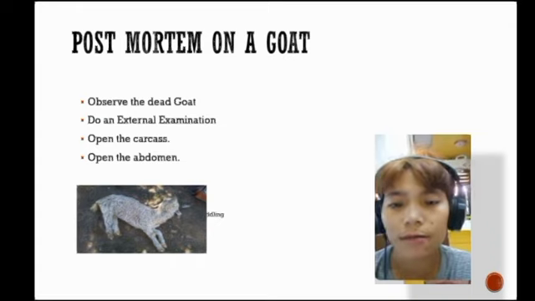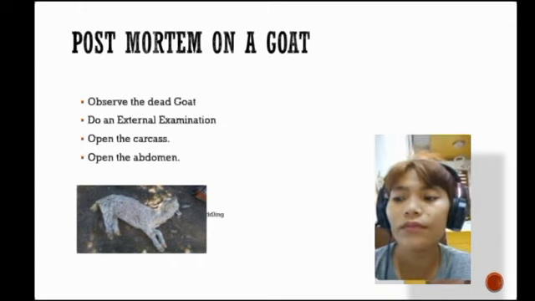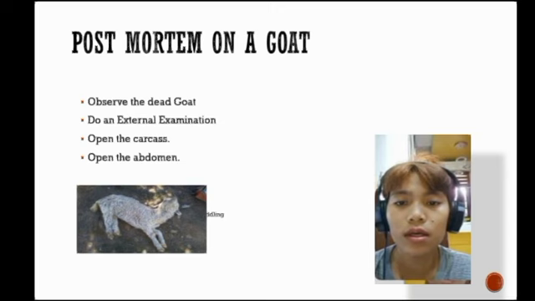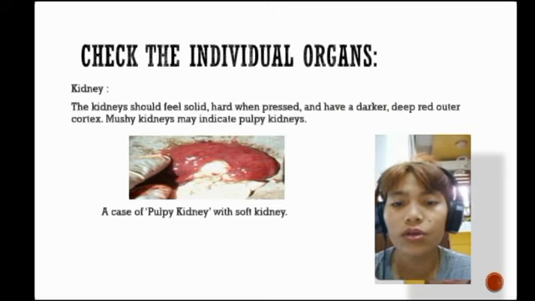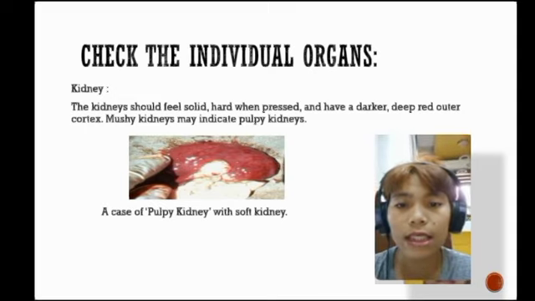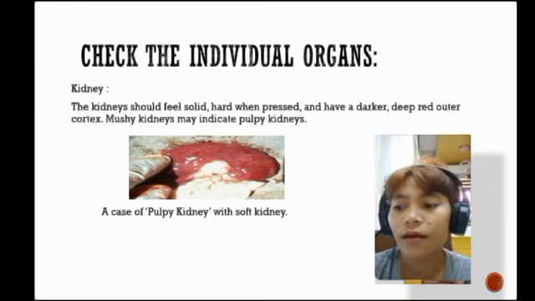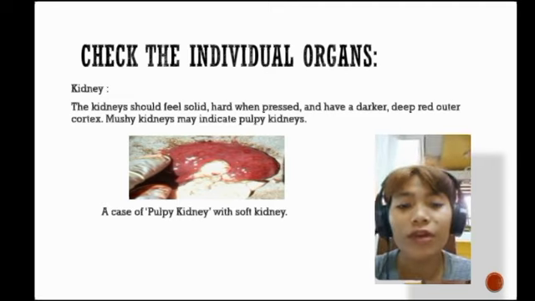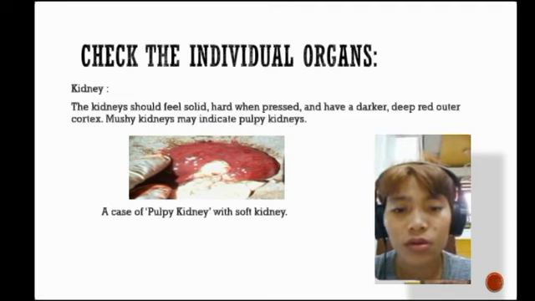And when you check the abdomen, also check the individual organs. Kidney. The kidney should feel solid, hard when pressed, and have a darker, deep red outer cortex. Mushy kidneys may indicate pulpy kidney. Why should kidneys feel solid? If it's soft, there are symptoms of cases of pulpy kidney. So it should feel solid.